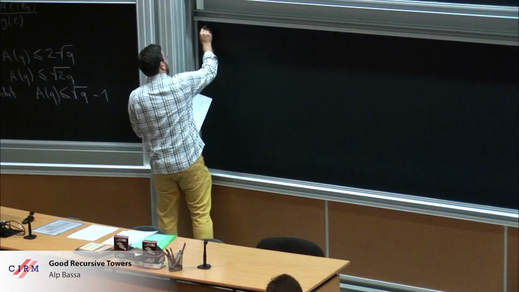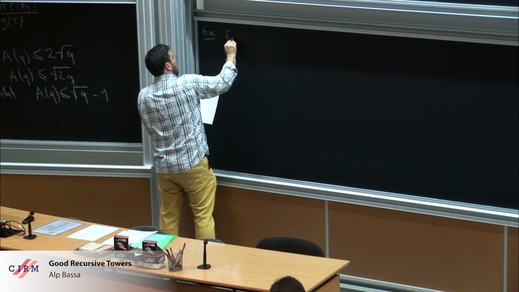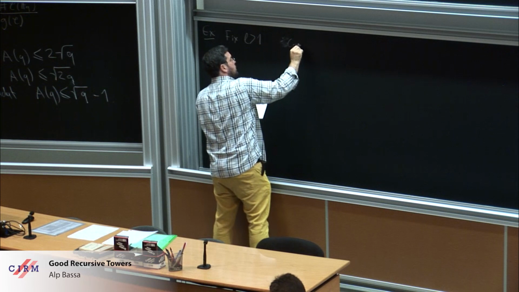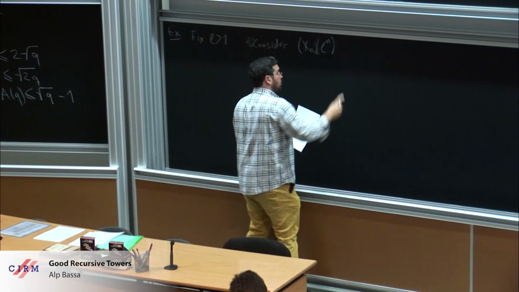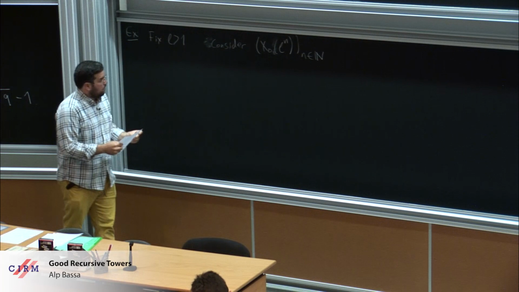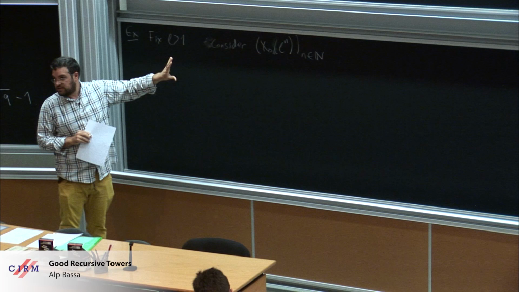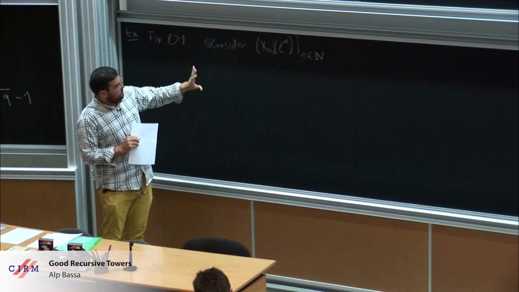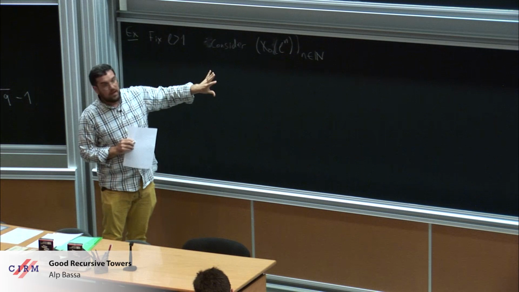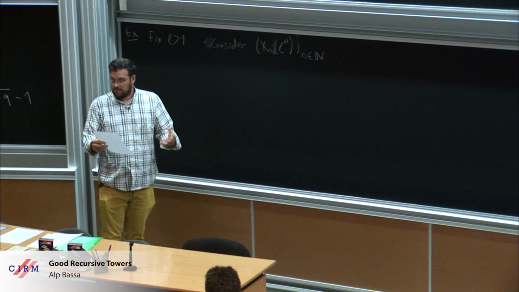Just as a very important example, I'll fix a prime L, and we consider the sequence of modular curves X naught L to the n. So I just take as levels powers of the same prime, so n runs over all the natural numbers. These curves are known to have many rational points when reduced at a prime P different from L. But Elkies has shown that, in fact, these sequences of curves can be given in a recursive manner, as I explained over there. That's why I want to give this particular example.